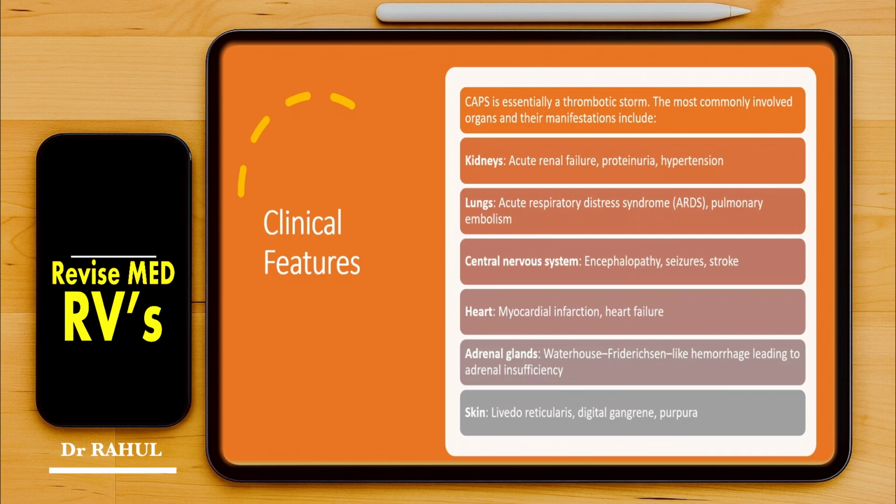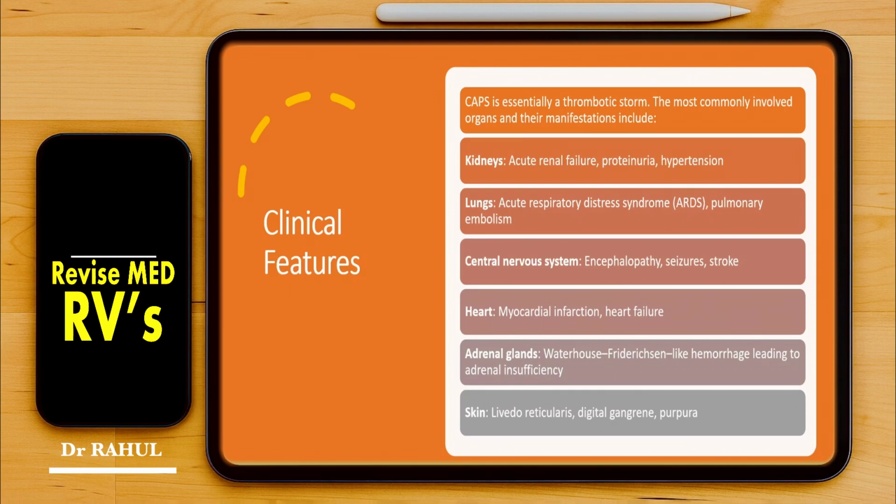So what are the clinical features you can expect in case of CAPS? CAPS is essentially a thrombotic storm. So the most commonly affected organ is the kidney, which can cause acute renal failure, proteinuria, and hypertension. In the lungs, it causes acute respiratory distress syndrome and pulmonary embolism. The central nervous system can present with encephalopathy, seizures, and strokes, and the heart with myocardial infarction and cardiac failure.